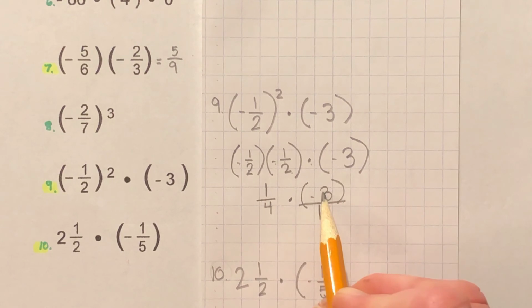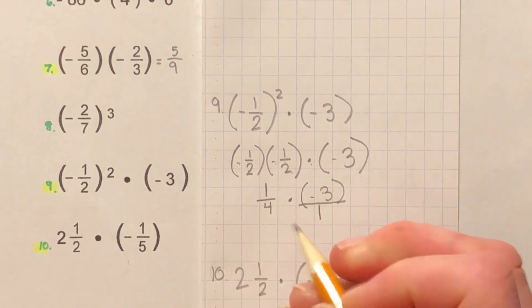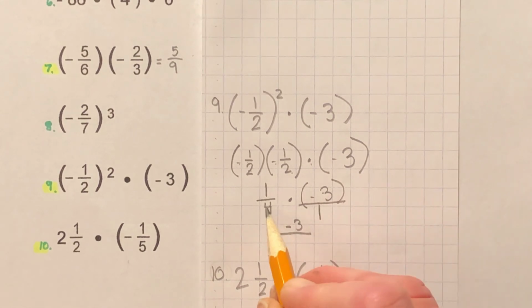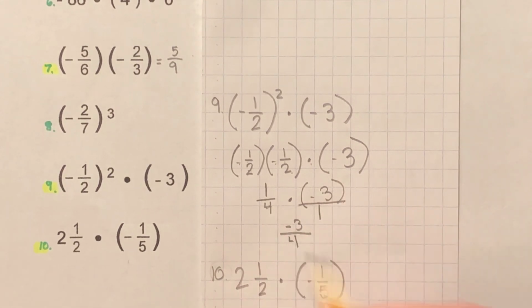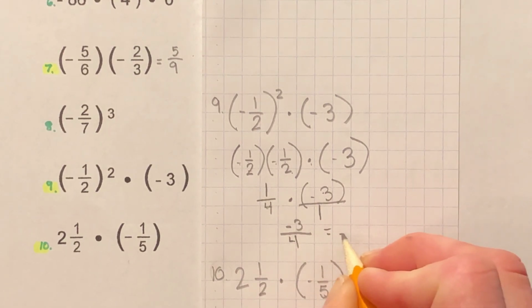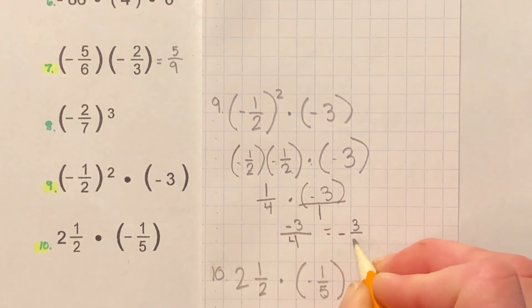So 1 times negative 3 is negative 3, over 4 times 1 is 4. So my final answer is negative 3/4.